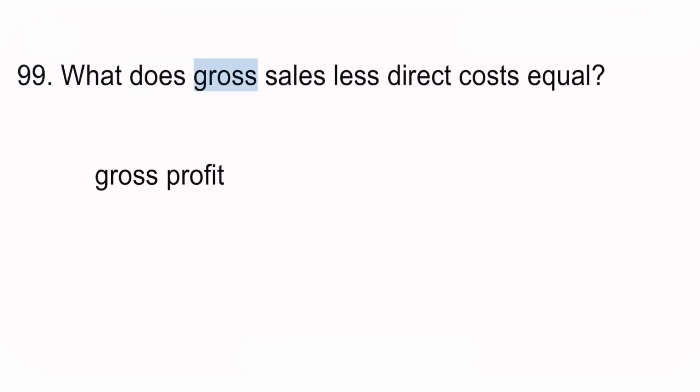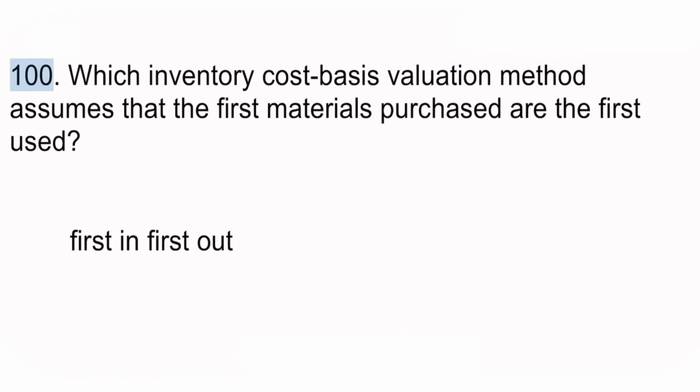99. What does gross sales less direct costs equal? Gross profit. 100. Which inventory cost basis valuation method assumes that the first materials purchased are the first used? First in, first out.